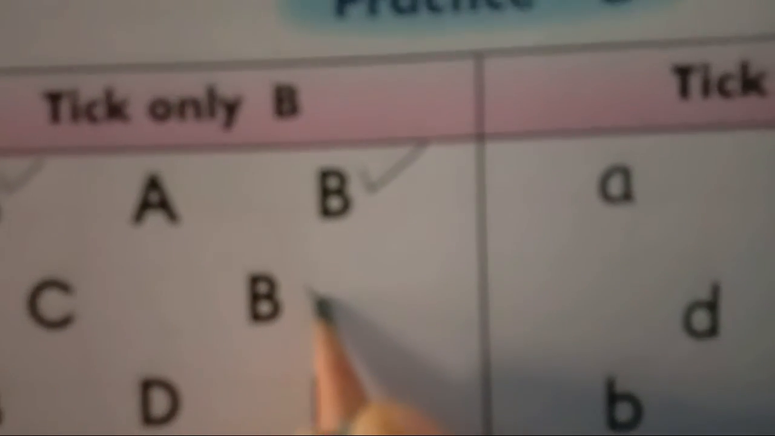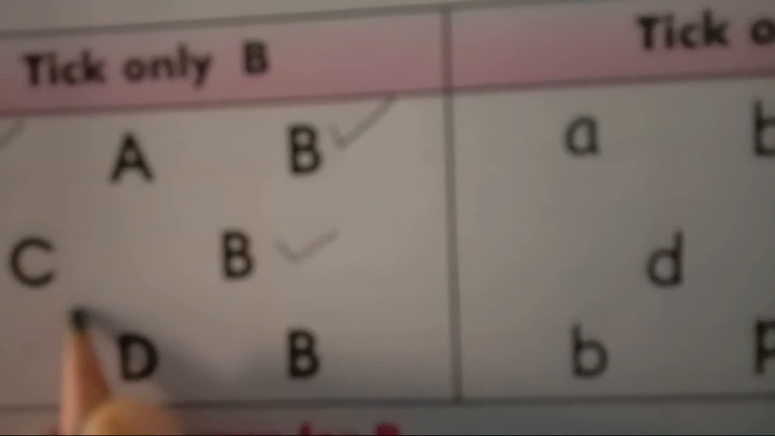Is this the B? No. Is this mama letter B? No. This one? Yes. Mama letter B. You must tick. Okay? And see this. Tick. What is this? Baby B. This is baby letter B. No, no. This is baby letter B.